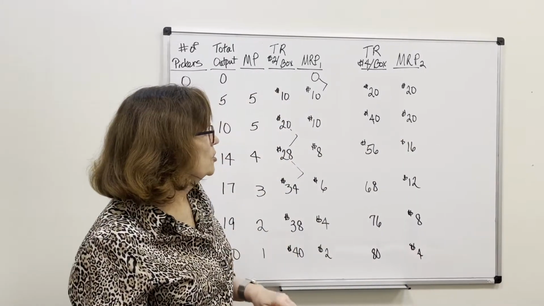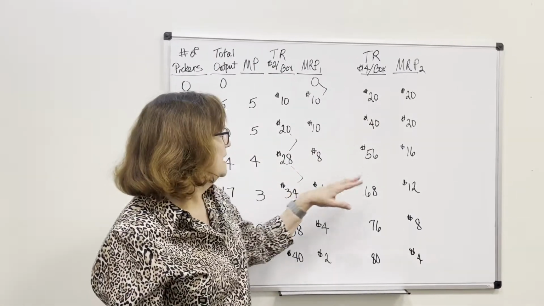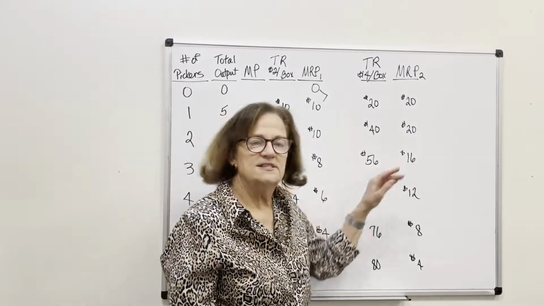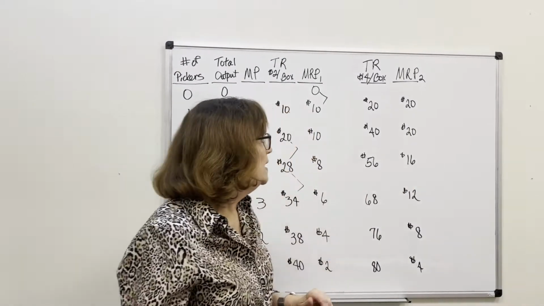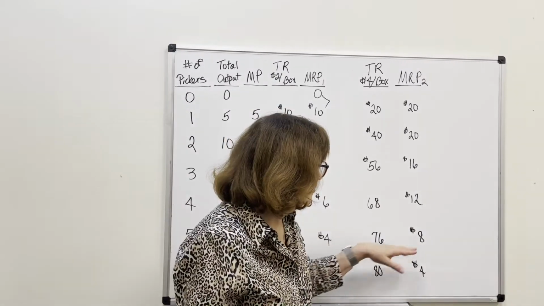The third worker contributed $16. 4 boxes additional at $4 a box is another $16 worth of revenue. The fourth worker contributed $12, and so on.